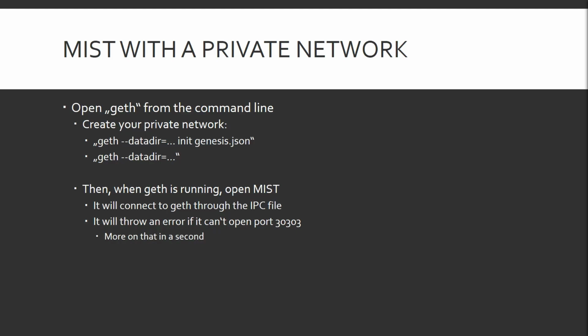Then when Geth is running, you open Mist. It will connect through the IPC file to the Geth node. If it cannot find the Geth node, or if there's another problem, it will try to start its own Geth node. This will result in an error, because there cannot be two Geth nodes running at the same time through the same port, and it will throw an error. But more on that in a second.